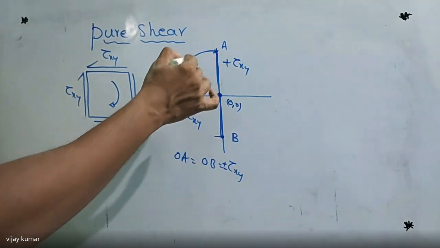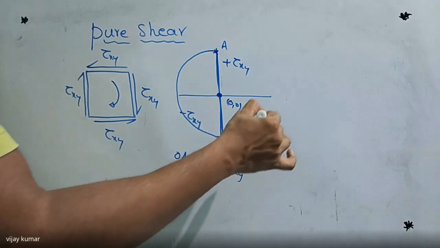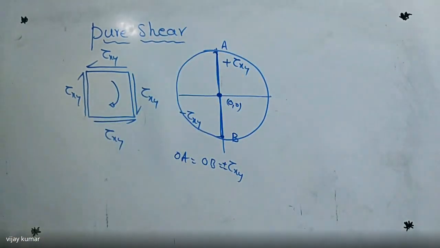I'm going to draw the circle here. Have you got my point or not? Right. So this is the Mohr circle diagram for pure shear.